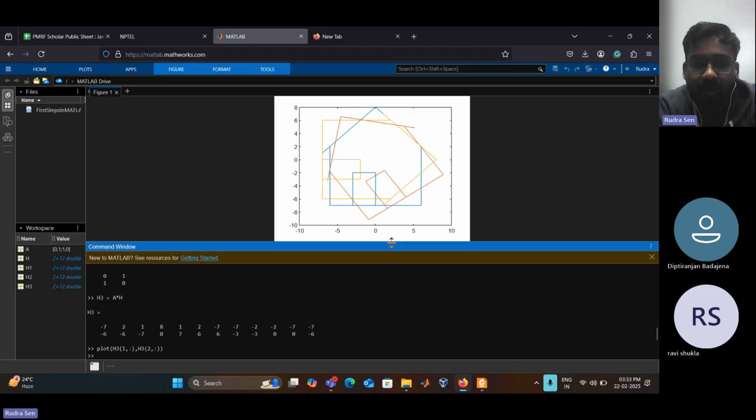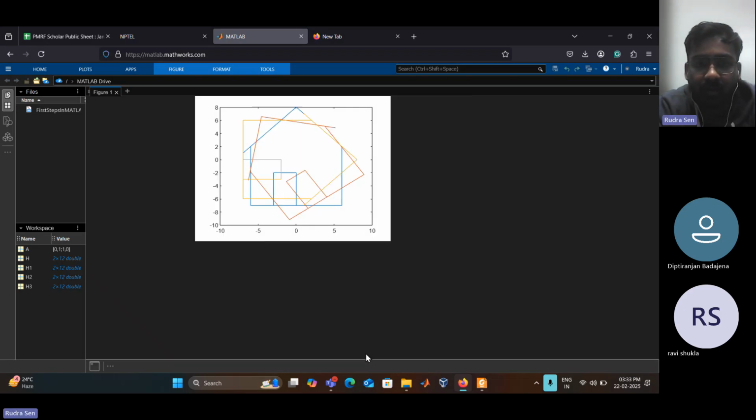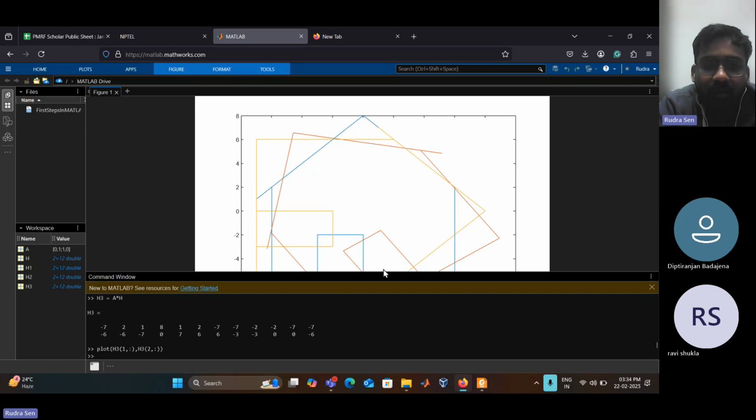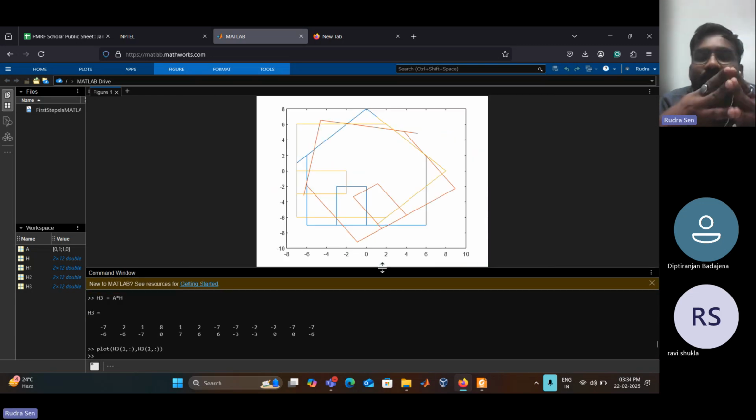That yellow part, I hope you can see that yellow one. I plotted it on the same graph so that you can understand how this shifting is happening. That yellow one is shifted to the right side, right? So this is the transformation we are doing.